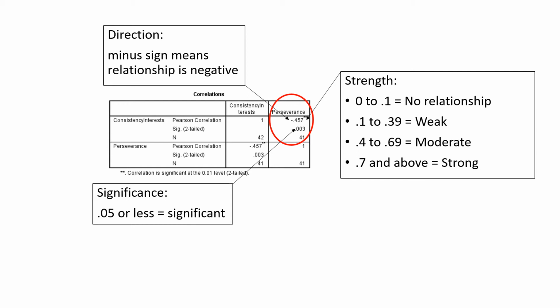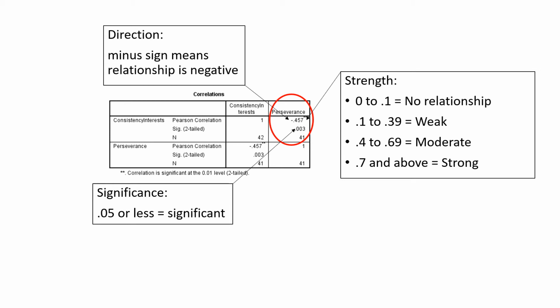That said, we can begin by interpreting the output by locating the column for one of our variables and the rows for the second variable. The numbers where the column and those rows intersect are the results of the analysis on those 2 variables. So the numbers I have circled in the slide are the results of the correlation analysis for perseverance and consistency of interests. The direction and the strength of the relationship are both found in the line labeled Pearson correlation.